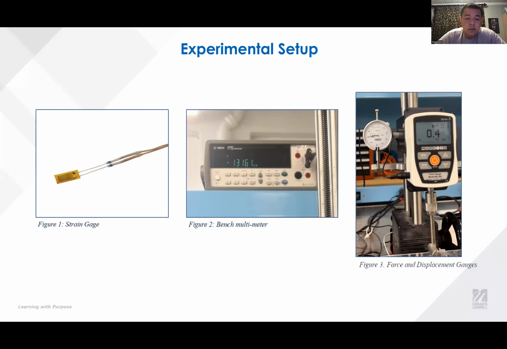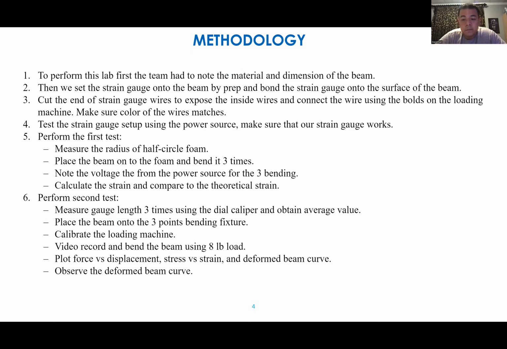Figure 1 is a strain gauge. Figure 2 is a multimeter, and figure 3 is the force and displacement gauge setup. To perform this lab, first we need to measure the dimension of the beam and the material. Then we need to set up our strain gauge and the beam.